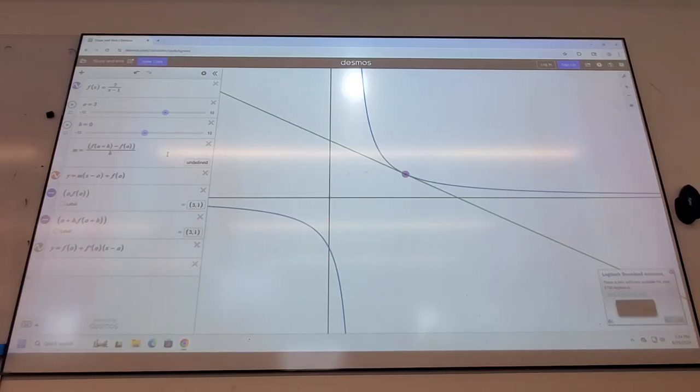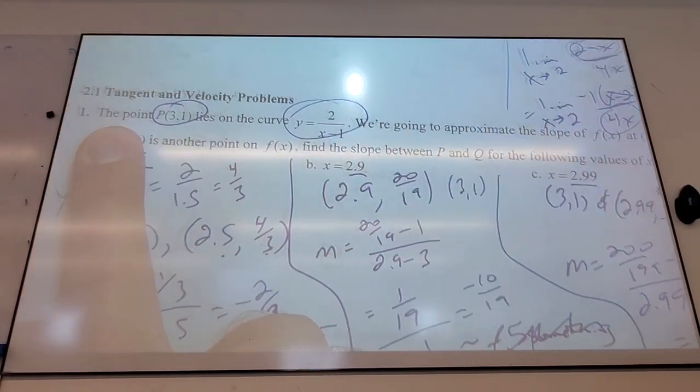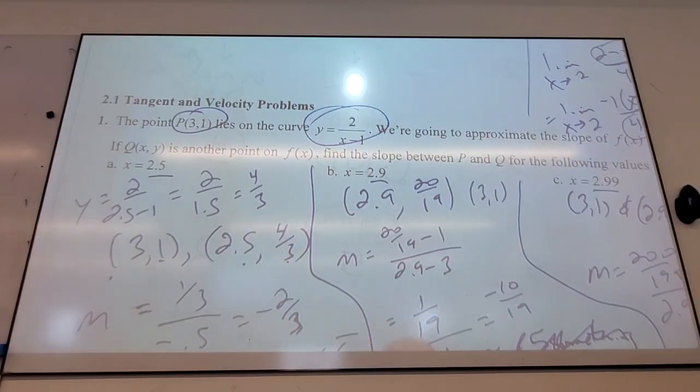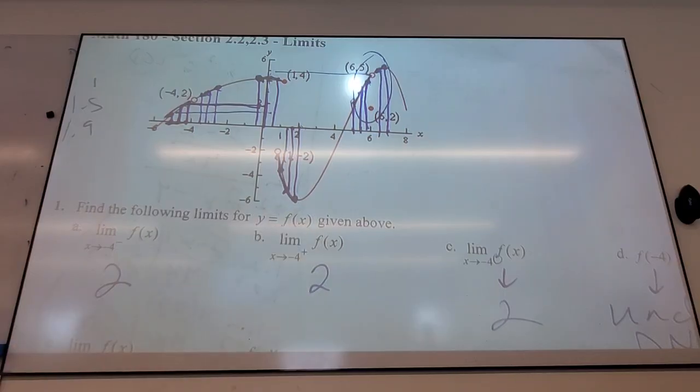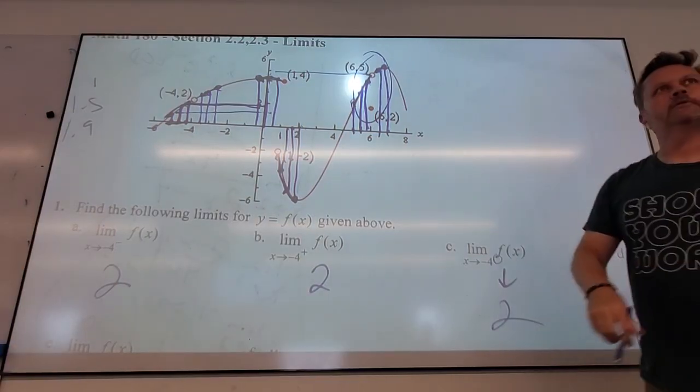So let's do this. I want to go back. So that was section 2.1. This is an example of the work you're going to have to do in section 2.1. I want to go back to this slide, and unfortunately I only have this crappy version.